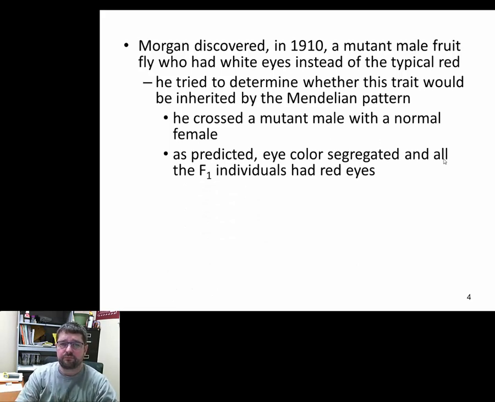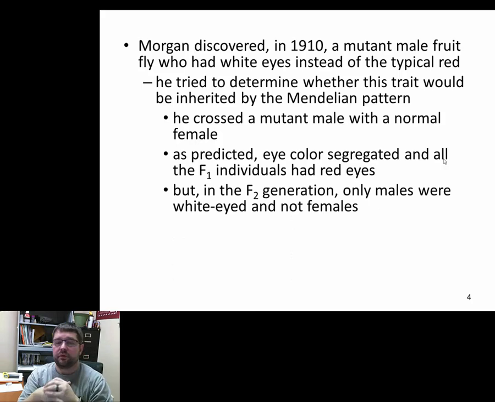So in order to do that, he had to do some crosses, just like Mendel would have. But now he's working with animals. And so he crossed a mutant male, white-eyed male, with a normal female, a red-eyed female. And as you would predict, the eye color in the F1 generation was all red. Every single fruit fly had red eyes. But in the F2 generation, males had white eyes and no females had white eyes. So only males had white eyes, and there was never a white-eyed female.